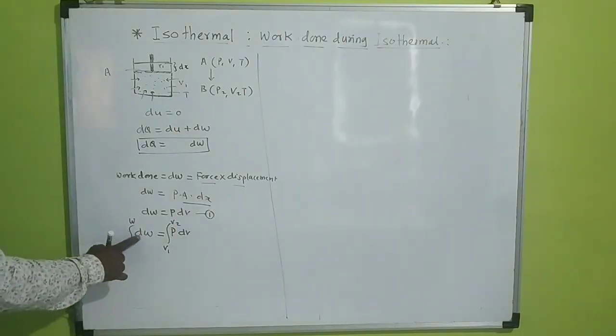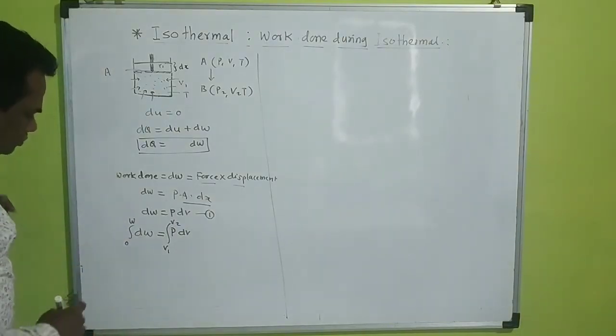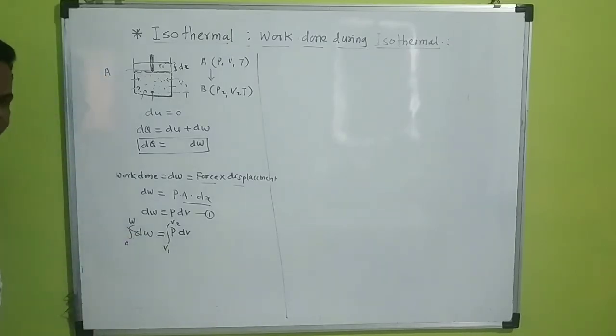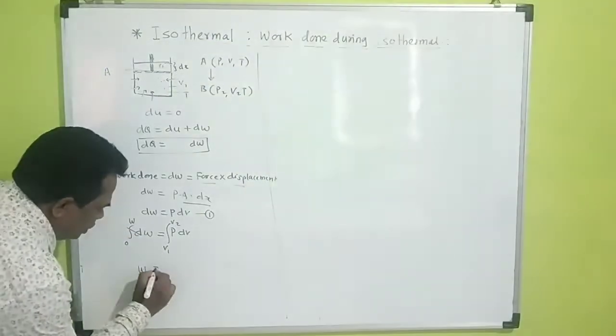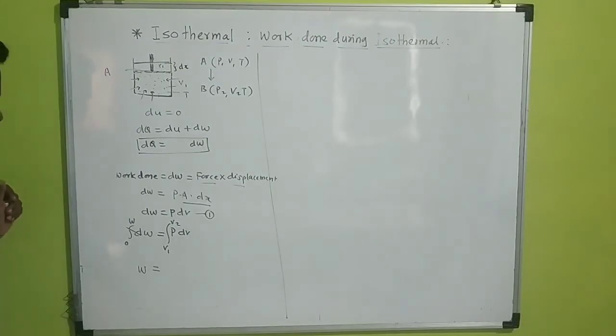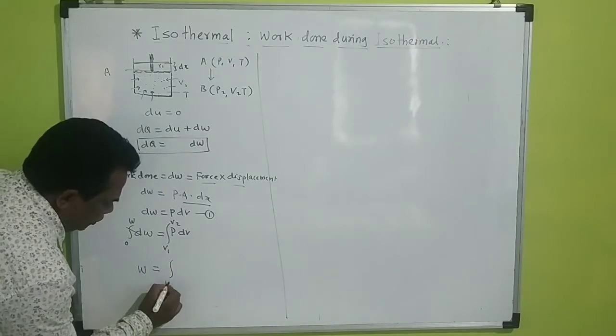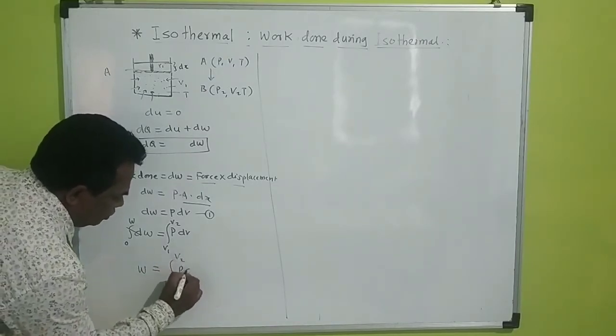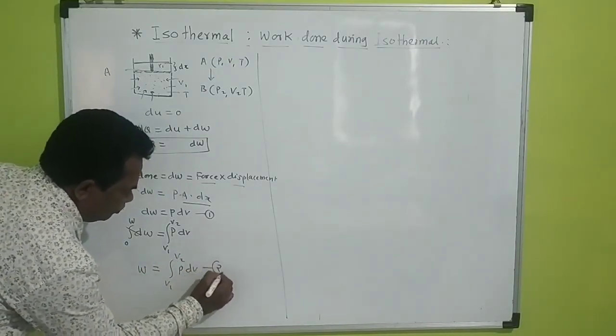So integration and differentiation get cancelled, you know that. Integration and differentiation get cancelled, and what remains is w, which must be equal to the integral from V1 to V2 of P dV. Equation number 2.